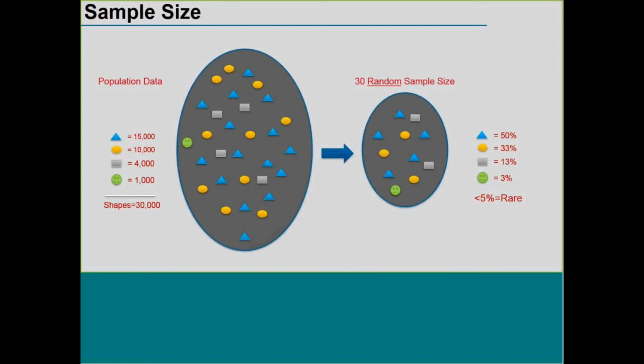These rare things may be things that can really annoy or bug the people doing the job. But we want to spend our time on things that are more occurring in the population data set. So we want to stay away from those rare things.